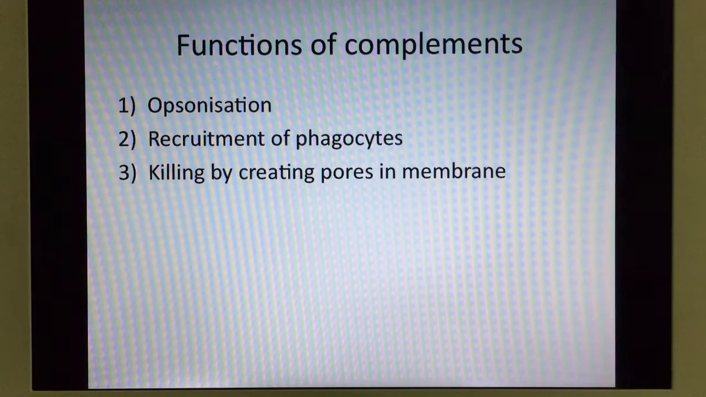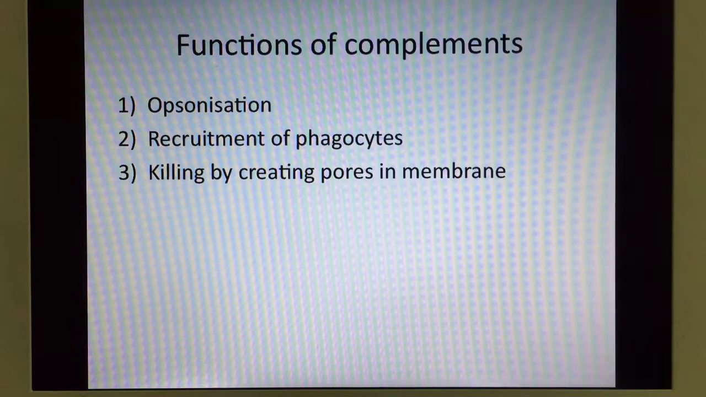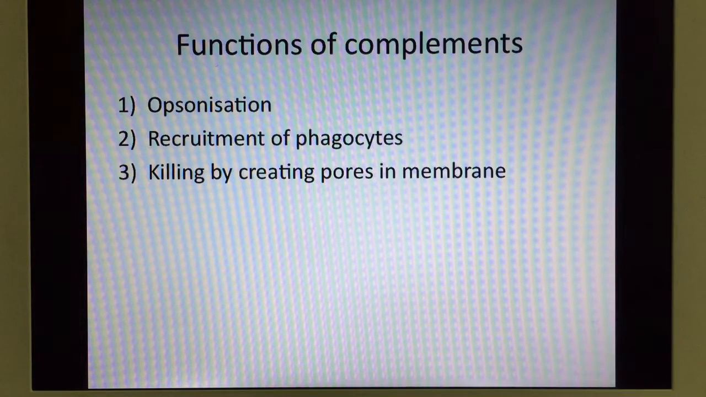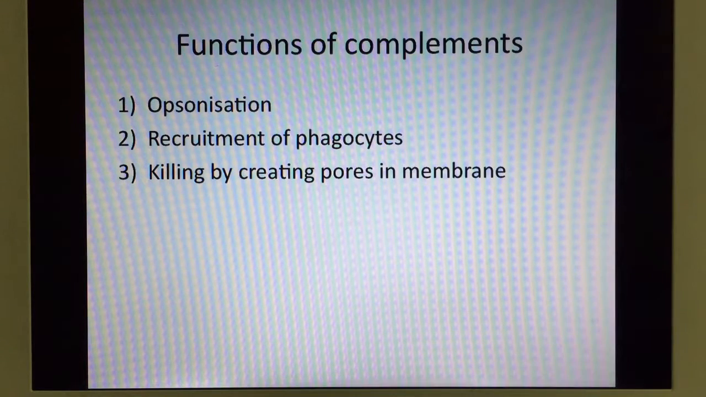The complement cascade is part of human innate and acquired immunity. First, the activated complement component is able to bind to pathogen and activate opsonization. Second, fragments generated by complement act as chemoattractants to recruit phagocytes. Third, the terminal components of complement are able to kill pathogens by creating pores in the membrane.